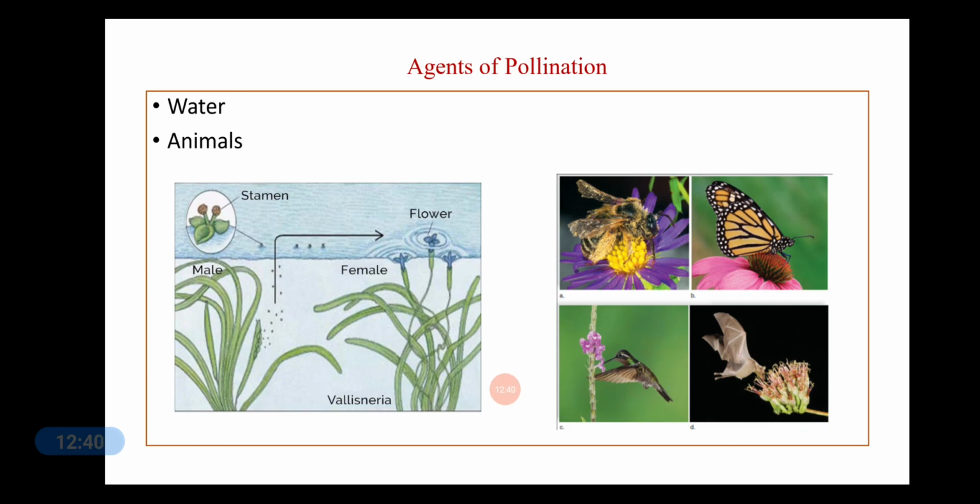So children, read the part which is given in the book for agents of pollination and try to understand all these parts. We will discuss fertilization and the different types of fruits tomorrow in the next video.